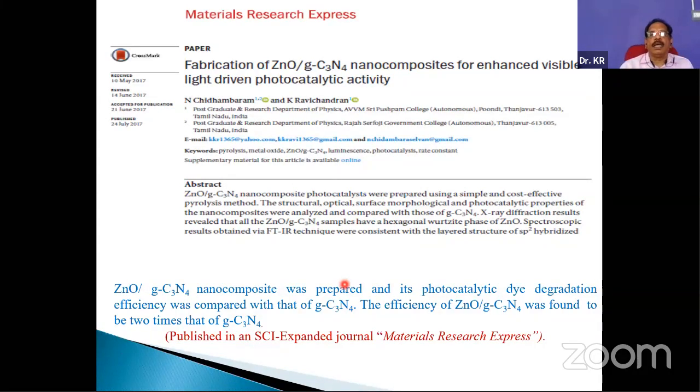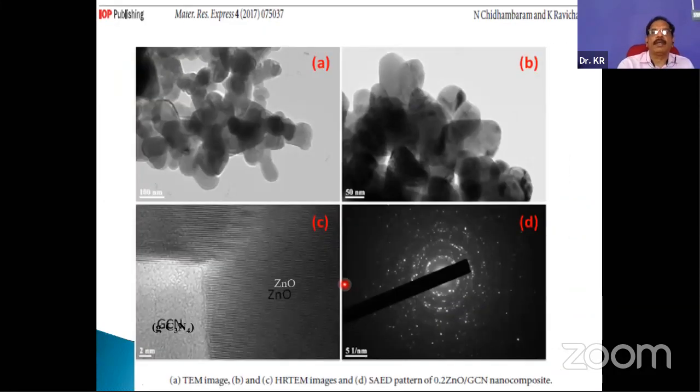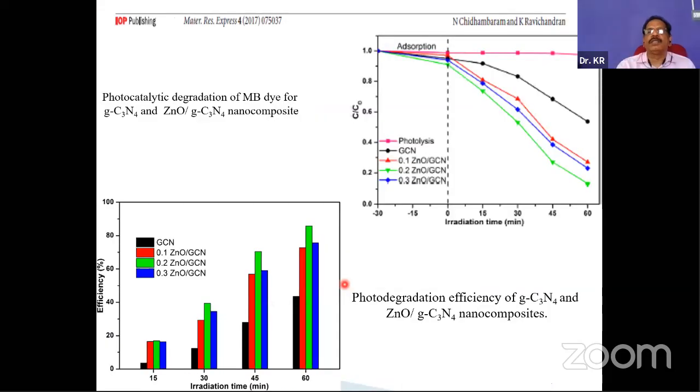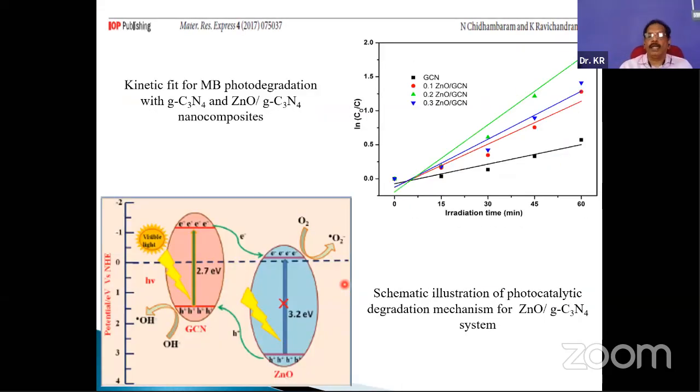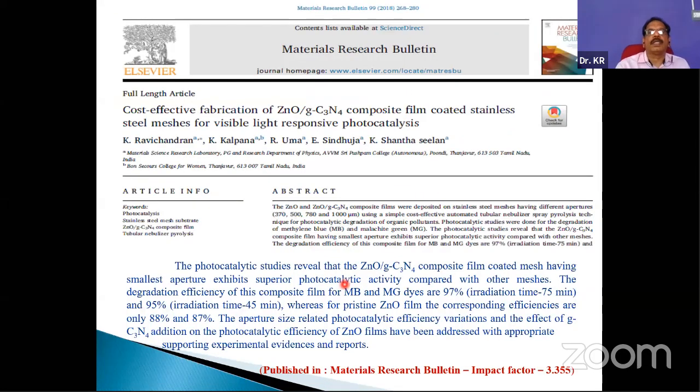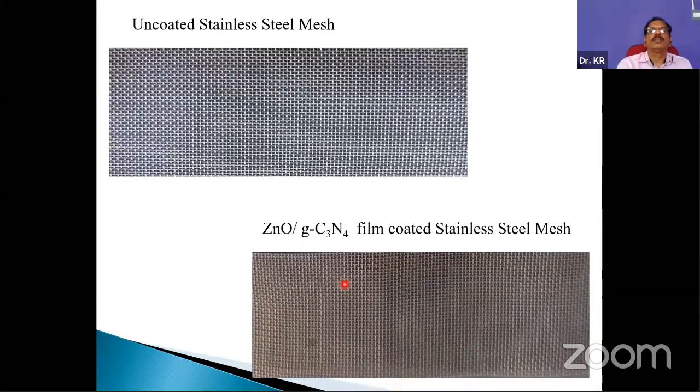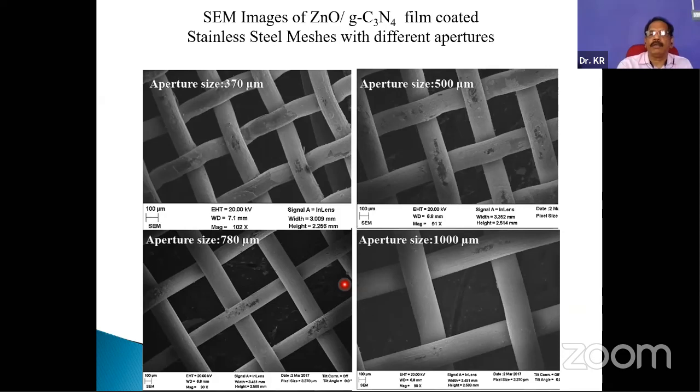the stainless steel meshes and the glass plates, and we studied the influence of this composite on photocatalytic activity, and found that the efficiency increases drastically to 98%. Then we added molybdenum and Ag along with this nanocomposite system, and we found that the efficiency increases markedly. These are the thin film coated meshes with the different magnification images.